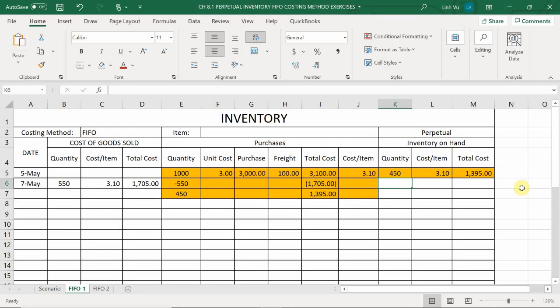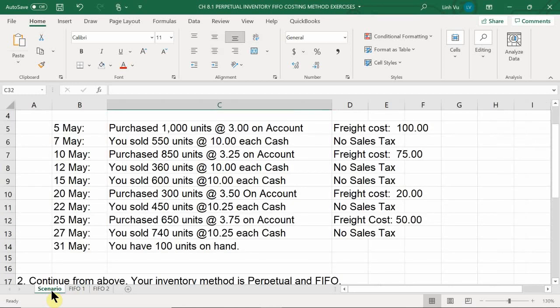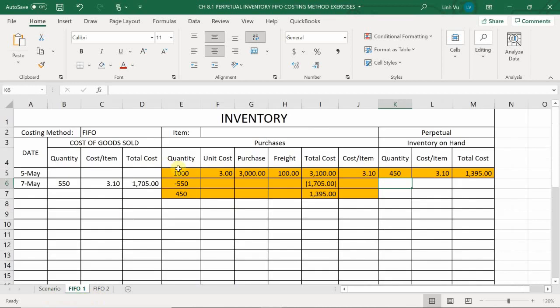Okay, so that was the second thing that happened. We ended up selling and now we only have 450 items remaining. All right, then on May 10, we end up purchasing 850 units at $3.25 each with a freight cost of $75. So we purchased 850 at $3.25 with a freight of $75.